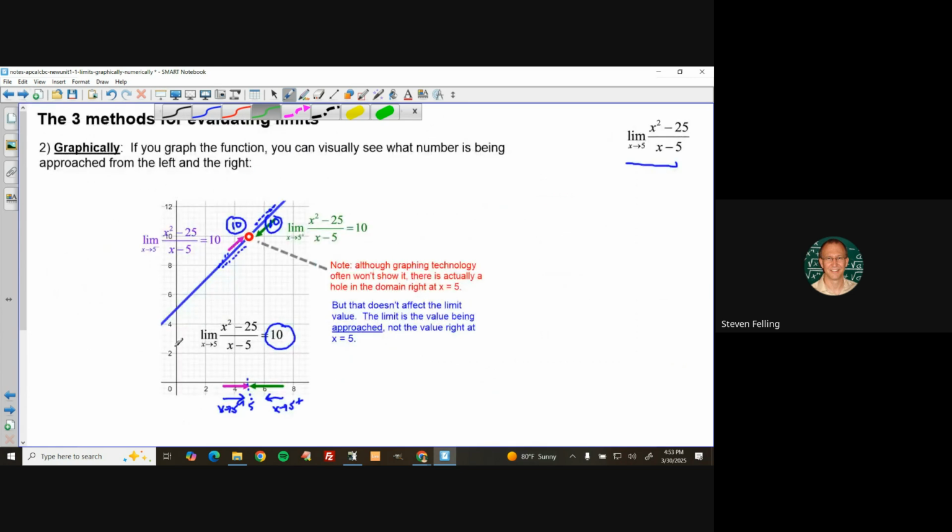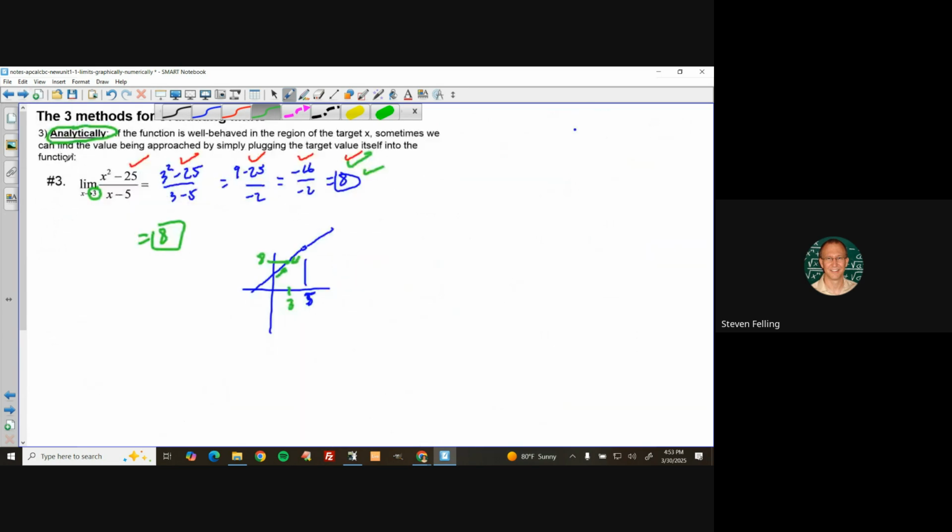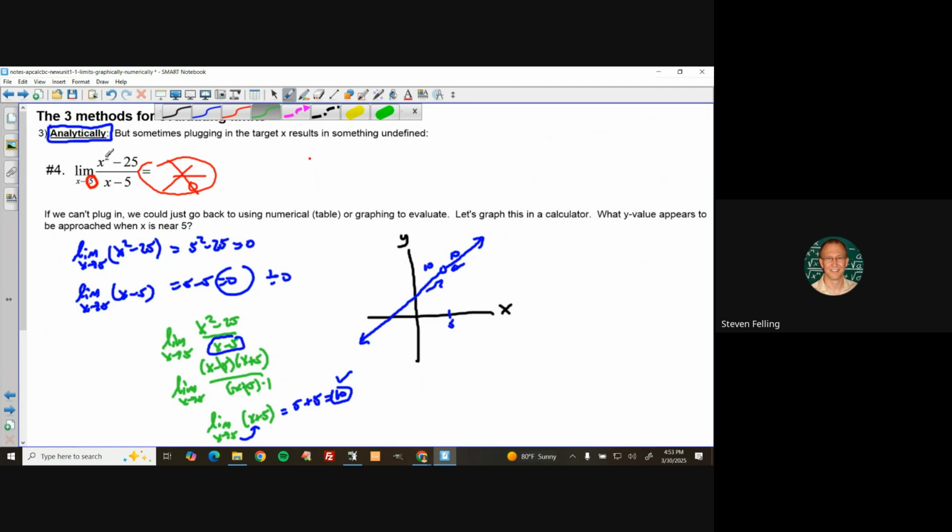If you happen to have a graph, you can see visually whether or not the y's are approaching the same value as we approach from the left to the right. And if not, you can attempt to evaluate analytically. So you can try plugging in a number. If you happen to get a numerical output, then that means the function is well behaved in that region, so you can use that number as the limit. If not, you can attempt to do things like factoring and canceling to allow you to plug in a number, because if you write an algebraically equivalent expression, the graph is the same, which means the y values will be the same.